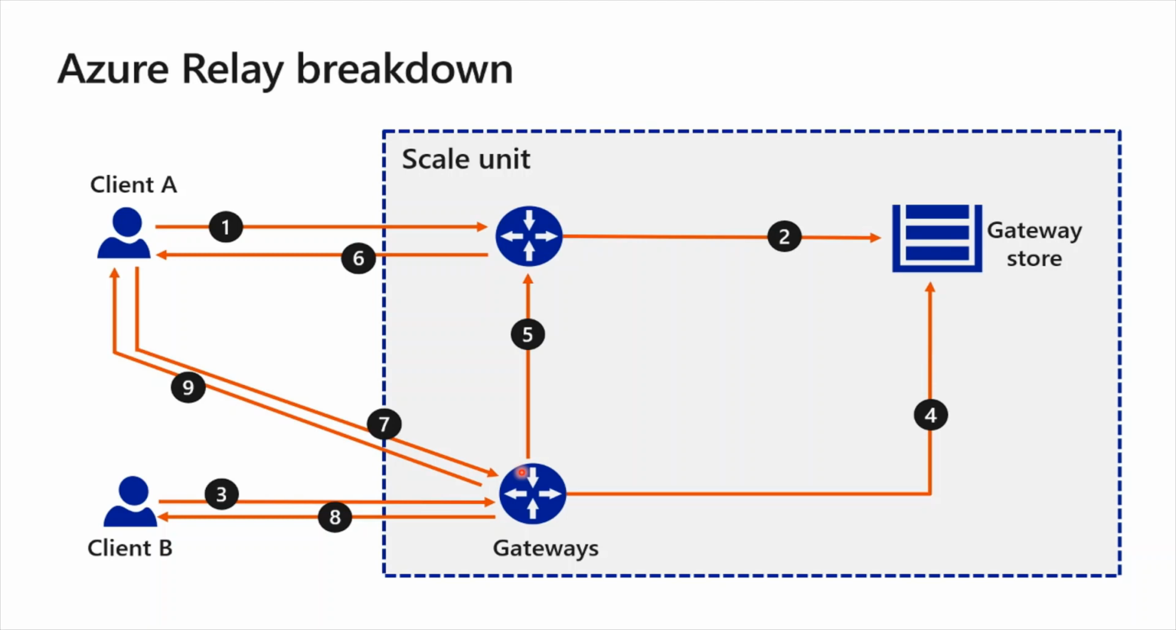Then the connection request from client B is handled first by looking up the associated relay. After the correct relay has been identified, the request is forwarded to that specific relay. A rendezvous request is sent to client A.